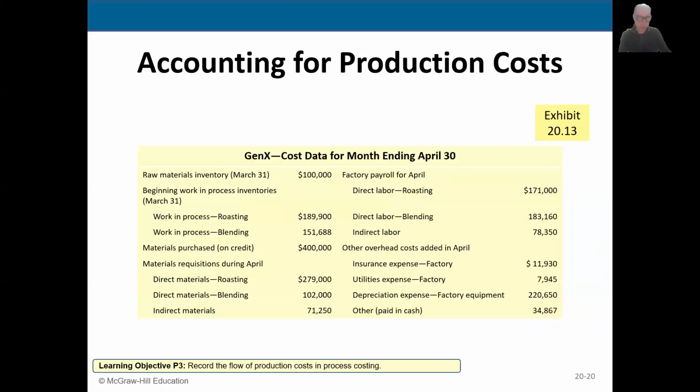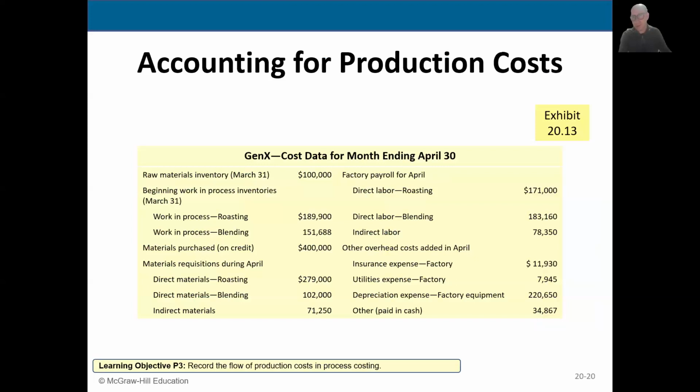During the month, we purchased 400,000 materials. It also says on credit. That means accounts payable, right? We used during the month of April 279,000 direct materials for the roasting department, 102,000 units for the blending department. We also used 71,250 indirect materials. Indirect materials, as you know, is part of factory overhead.